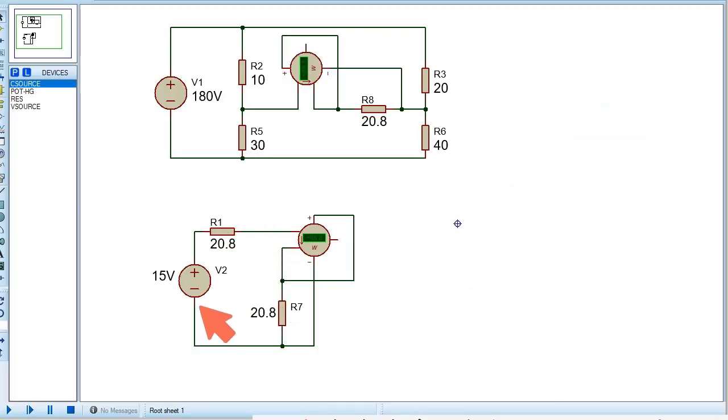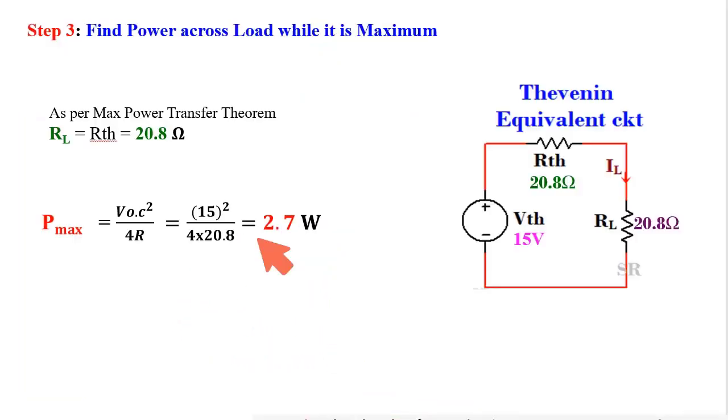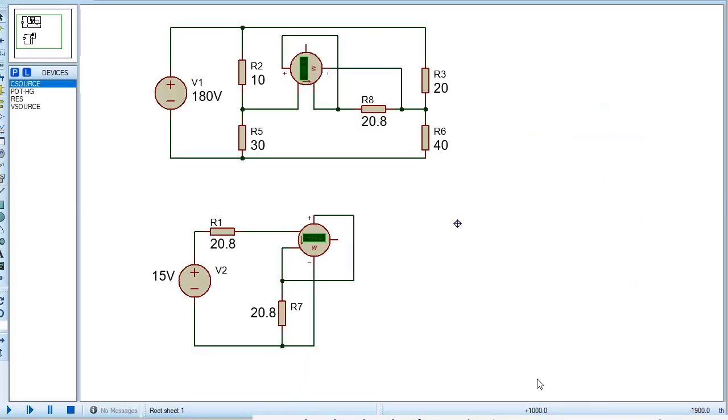Now checking whether my calculation is perfect or not. See, this is the equivalent circuit, 15 volt VTH, 20.8 ohm RTH, and the load resistance is the same value, 20.8 ohm. In the main circuit I have used load resistance as 20.8 ohm. Now if the power at load 20.8 in the main circuit and the power at load 20.8 in the equivalent circuit are the same, and equal to this 2.7 watt, then it will be confirmed that whatever calculation I have done is perfect.